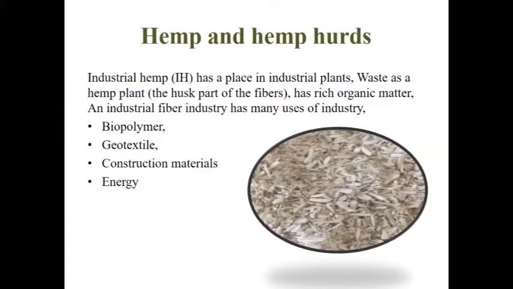Industrial hemp has a place in industrial plants. Waste from the hemp plant has rich organic matter. And the industrial fiber industry has many uses: biopolymer, geotextile, construction materials, and energy.